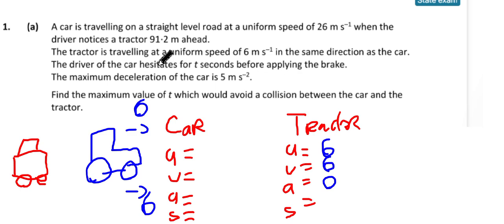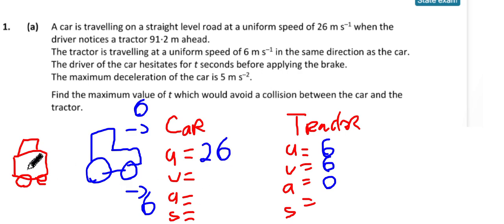The driver of the car hesitates for t seconds before applying the brakes. The maximum deceleration of the car is 5 meters per second squared. Find the maximum value for t which would avoid the collision between the car and the tractor. All right. So what's this car start off at?